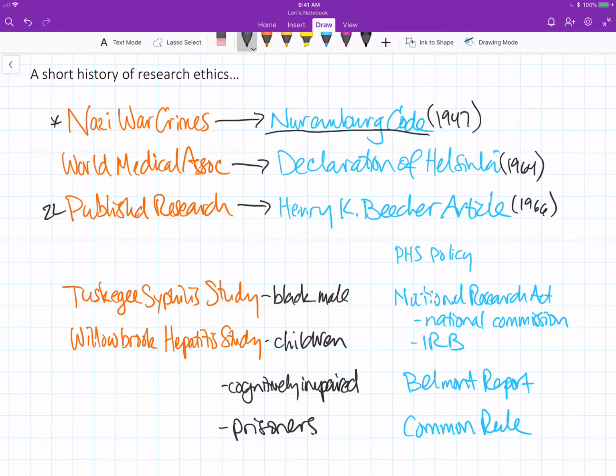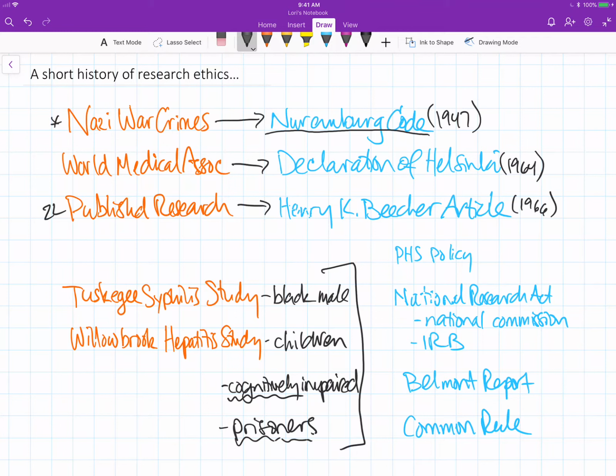Another study, the Willowbrook hepatitis study, was a study of institutionalized children with intellectual disabilities, and this happened from 1956 until 1970. And these children were intentionally infected with hepatitis so they could follow the natural history of what happened to people who had hepatitis. There were other studies that happened among the cognitively impaired or prisoners, and all of these things really pointed to the idea that we do not have a good handle on preventing bad things from happening during research studies.